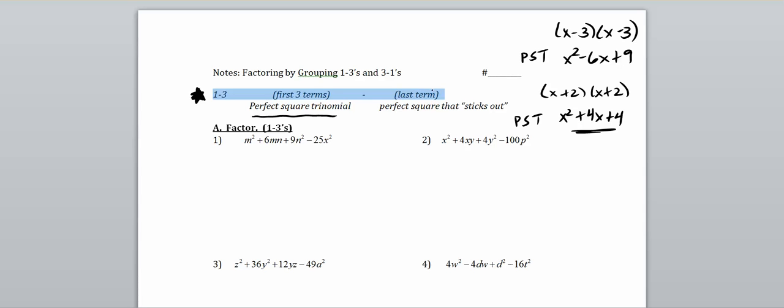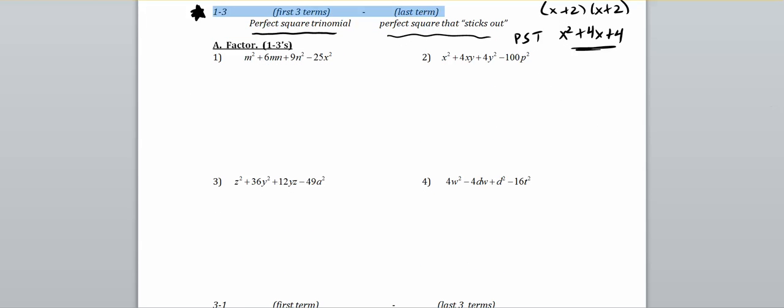And then the last term is going to be a perfect square, but what we're going to do is look for what sticks out, and I'll explain what that means in a minute. So these things have to be initially satisfied in order for us to factor a 4-term polynomial by using 1 3 grouping. So let's go ahead and look at number 1.